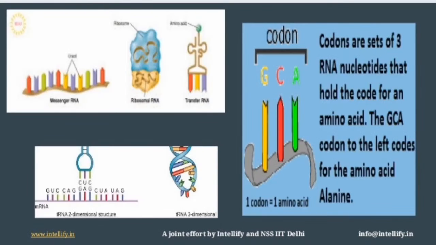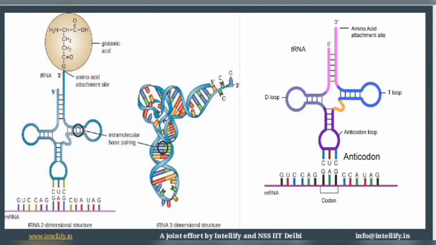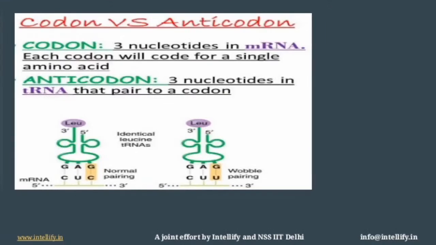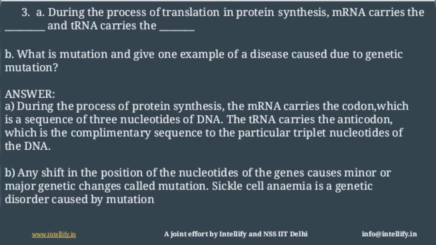Now, what is meant by codon? The codon is carried by mRNA. It contains 3 RNA nucleotides that hold the code for an amino acid; the GCA codon to the left codes for the amino acid alanine. Now, the tRNA carries the anticodon, that is CUC. Now the difference between the codon and anticodon is, codon contains the 3 nucleotides in mRNA. Each codon will code for a single amino acid. But the anticodon also contains 3 nucleotides in tRNA, and it carries and pairs to that codon.